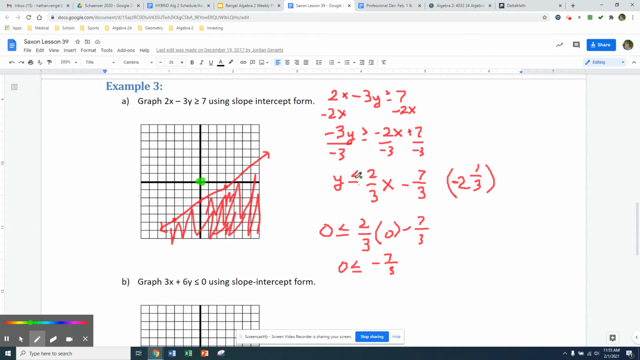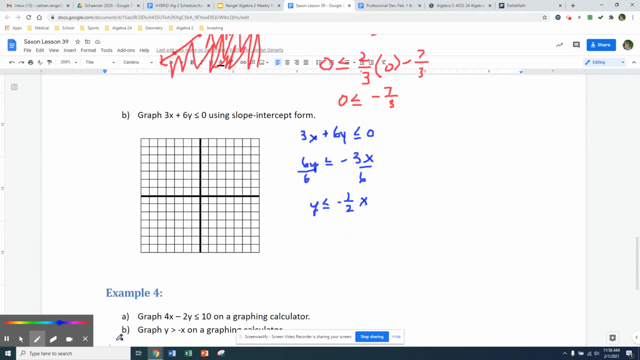I prefer to use the first method where you just look at the symbol. Y is less than, so we would shade below the boundary line. If y was greater than, which we'll possibly see here shortly, that would mean we shade above the line.